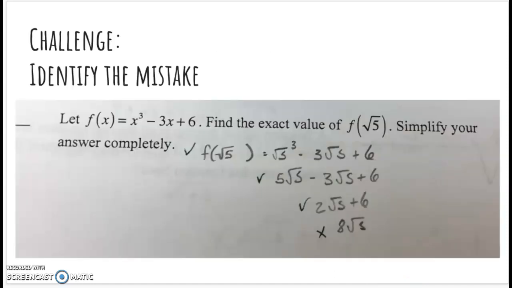All right, let's take a look at another mistake. Again, if you want, you could go ahead and pause the video here, try it out, and then come on back in another minute or so.